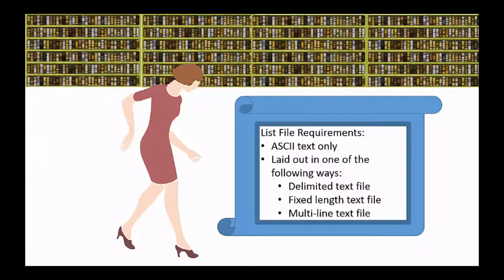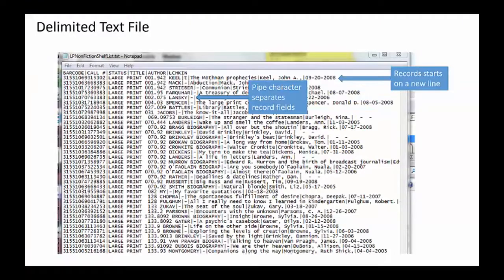Now let's look at the requirements for list files. They must be standard ASCII text files using a convention to let the DLA know where records and fields begin. The options are a delimited text file, a fixed-length text file, or a multi-line text file. Let's look at some examples.